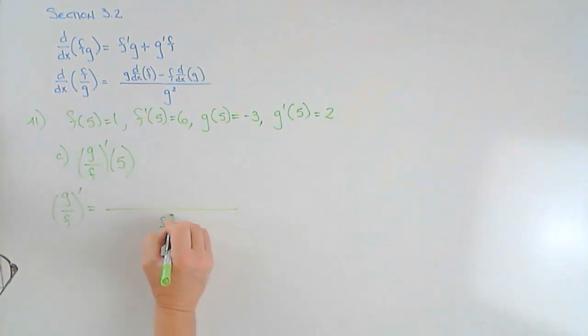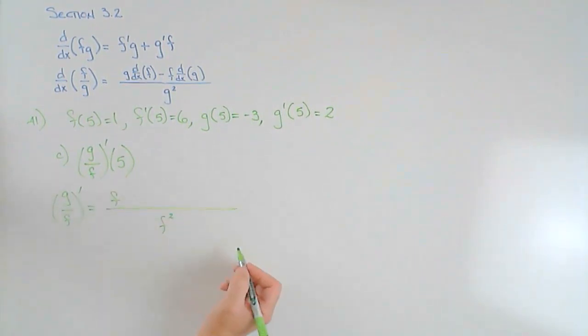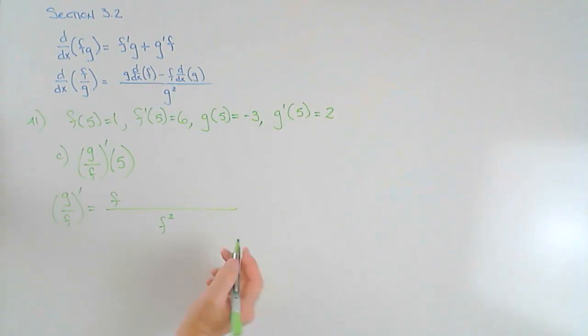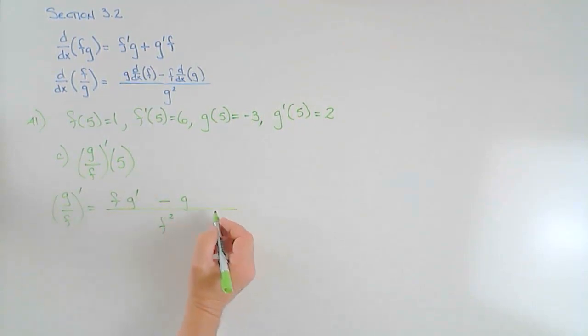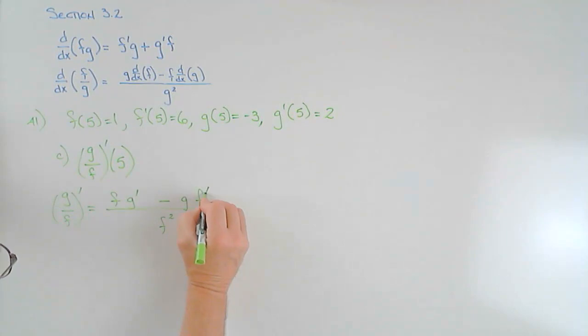We put the denominator there and we square it. That's our first step for the quotient rule. There's going to be a minus right here. Who goes here? G prime, right? The numerator's derivative goes right there. Minus, we write the numerator there. We write the derivative of the denominator right there.